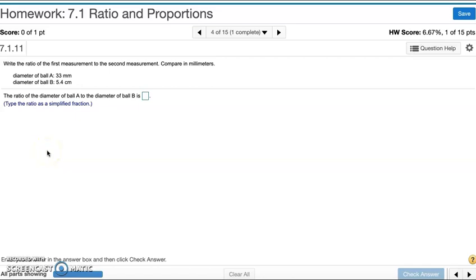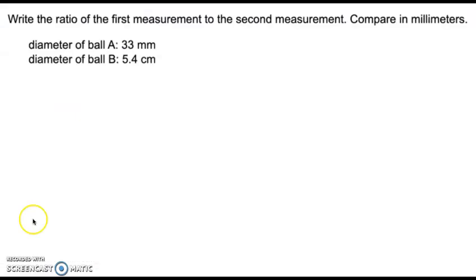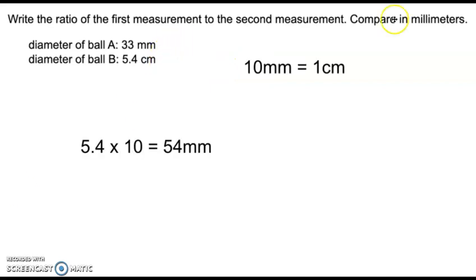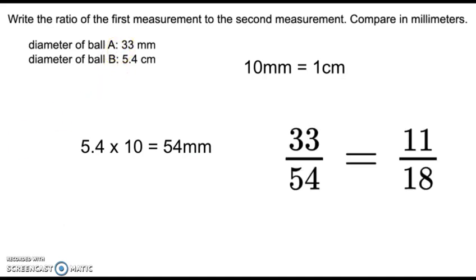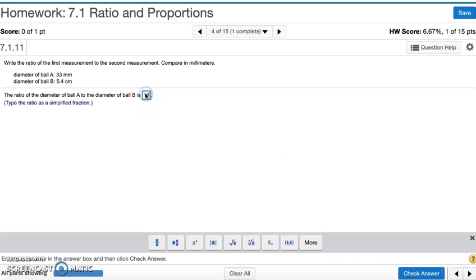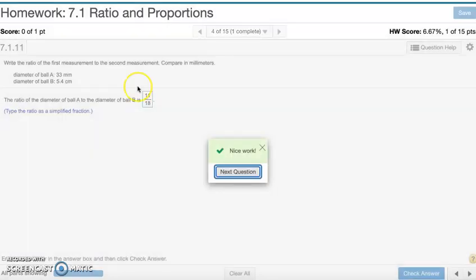Number 4. Write the ratio of the first measurement to the second measurement and compare in millimeters. We're comparing the diameter of ball A to the diameter of ball B. Now it says compare in millimeters, but we have millimeters and centimeters. Now 10 millimeters equals 1 centimeter. So multiply 5.4 by 10 to put that in millimeters. Now we can write our ratio 33 to 54, which reduces to 11 over 18. So let's type that in. So 11 over 18. That's number 4.